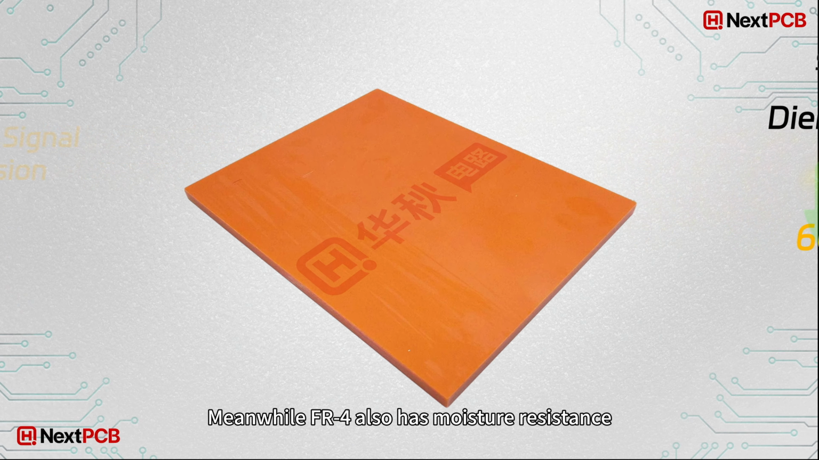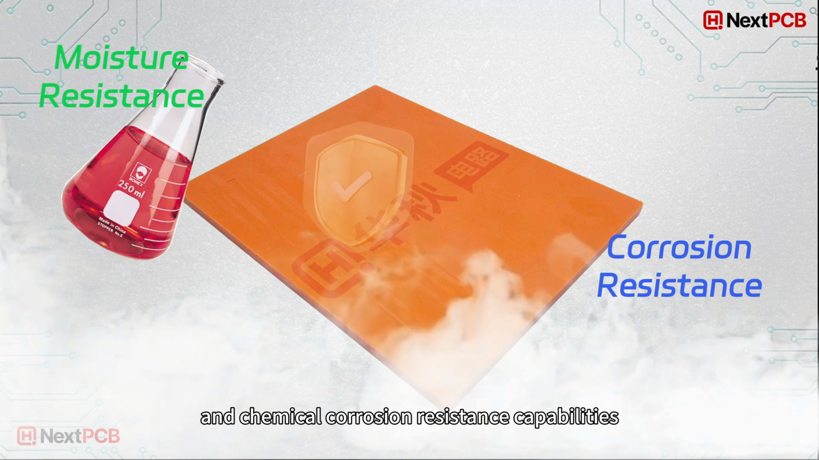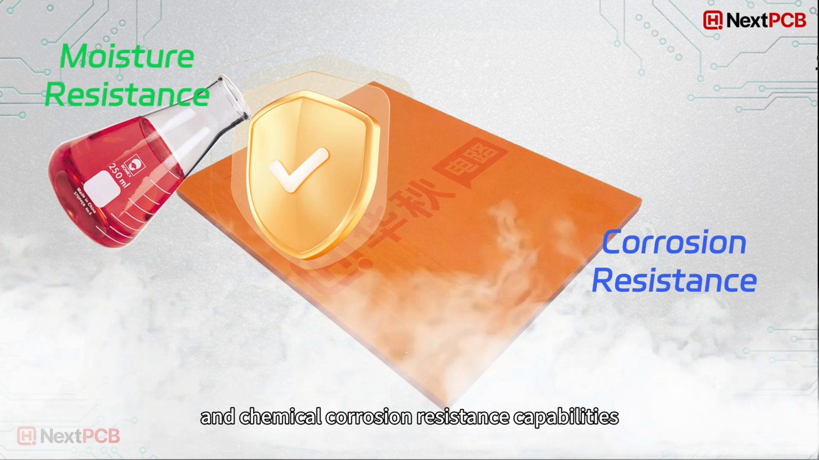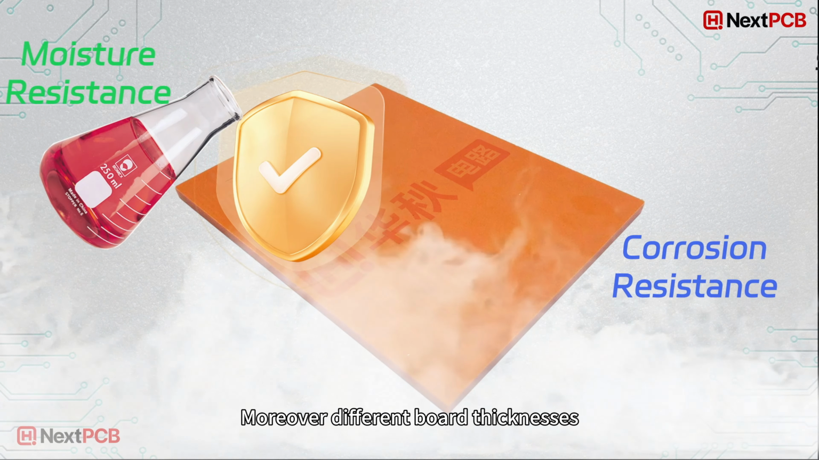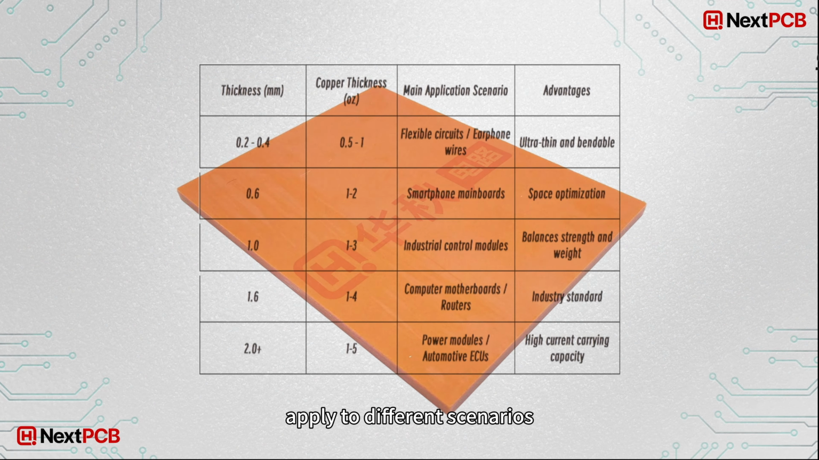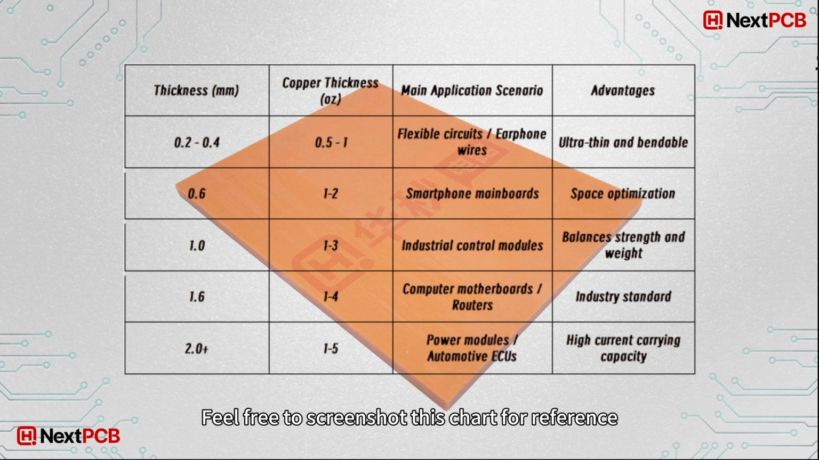Meanwhile, FR4 also has moisture resistance and chemical corrosion resistance capabilities. This is crucial during the PCB etching process. Moreover, different board thicknesses apply to different scenarios. Feel free to screenshot this chart for reference.